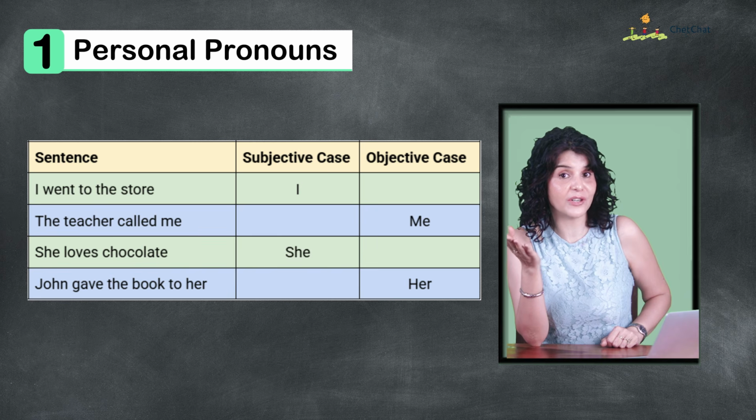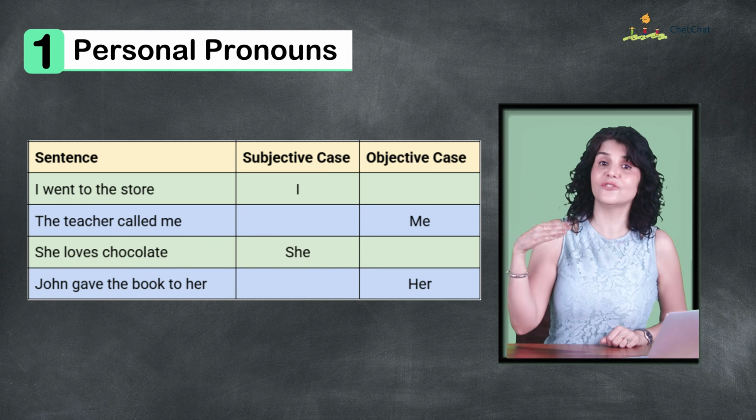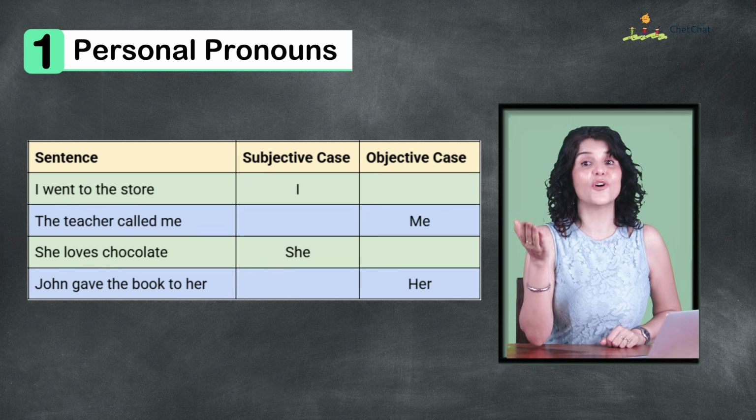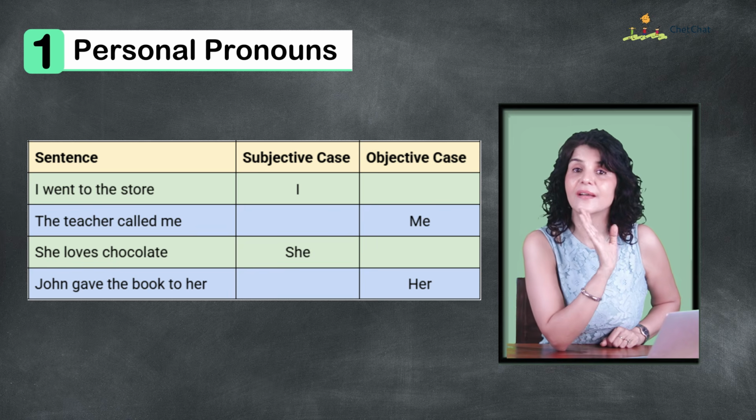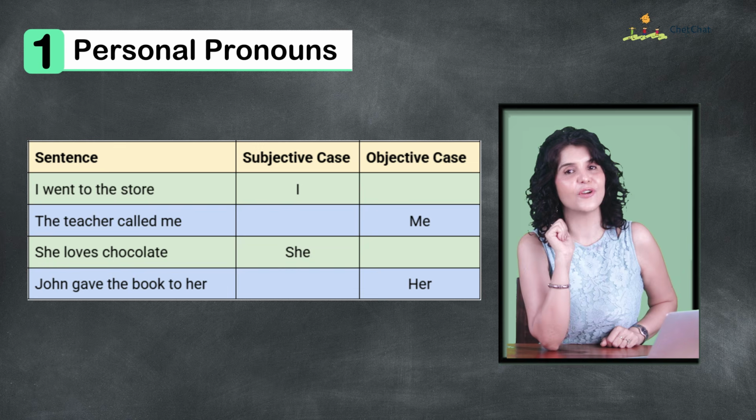The teacher is the subject. She loves chocolate. She is the subject. And John gave the book to her. Her is the object, John is the subject.